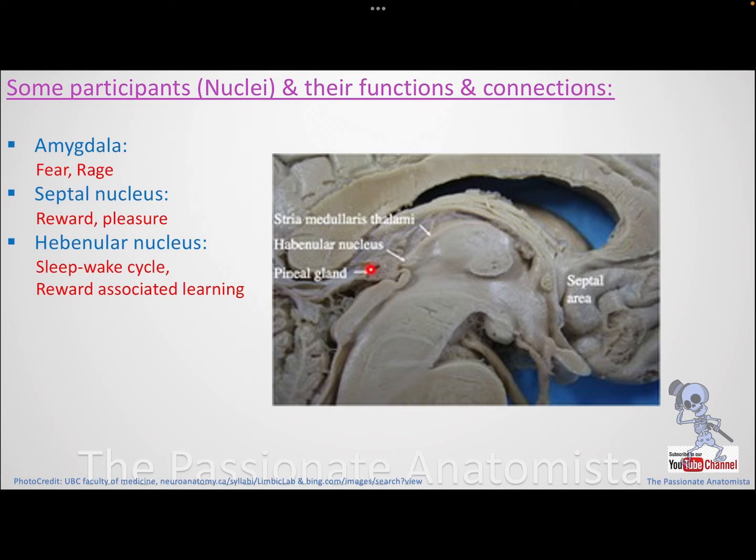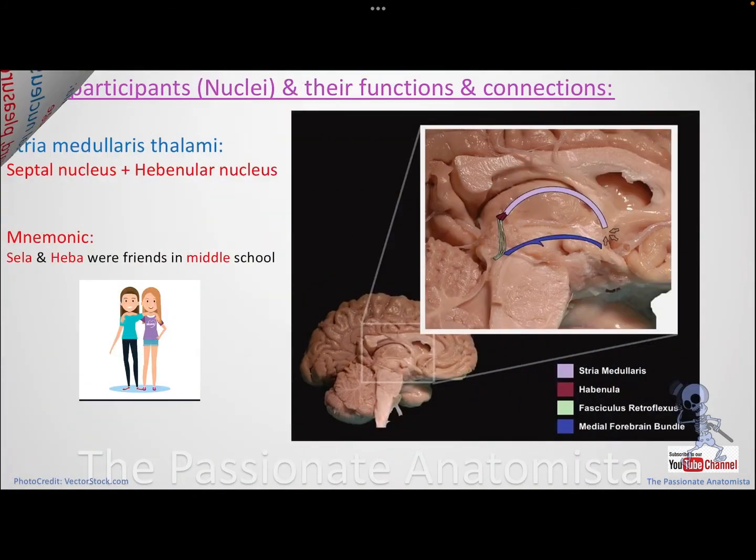In the back side here, we have the pineal gland back, and part of it is the habenular nucleus. And remember, habenular nucleus is important for reward learning and emotions and sleep-wake cycle. And now I want you to know what connects them. Let's go to the next and come back here.